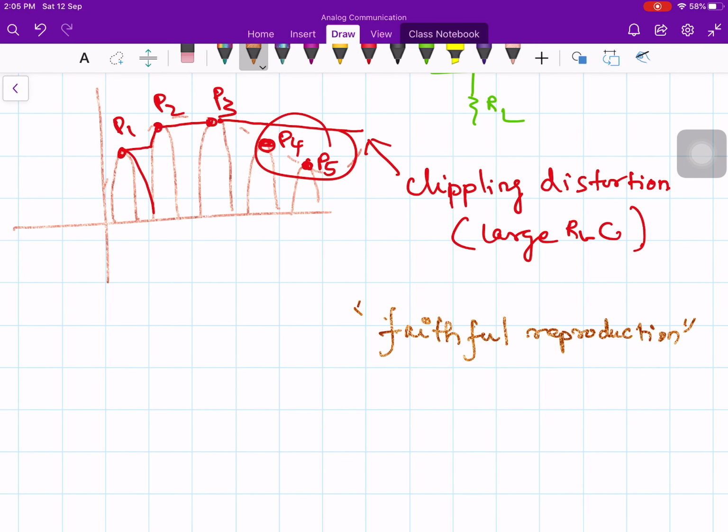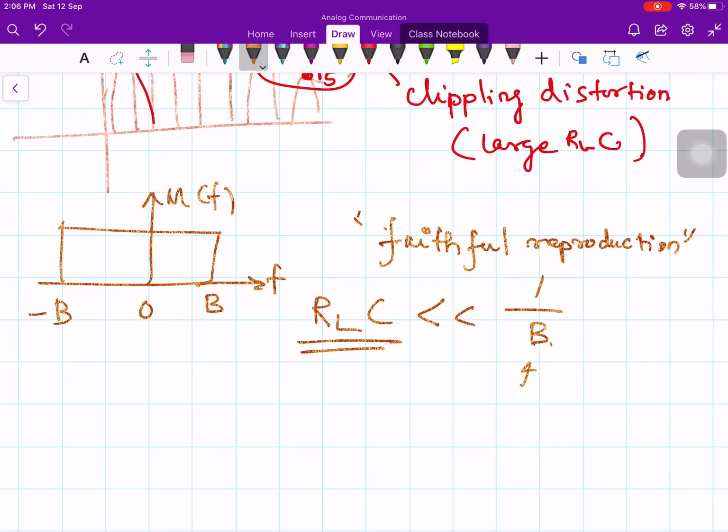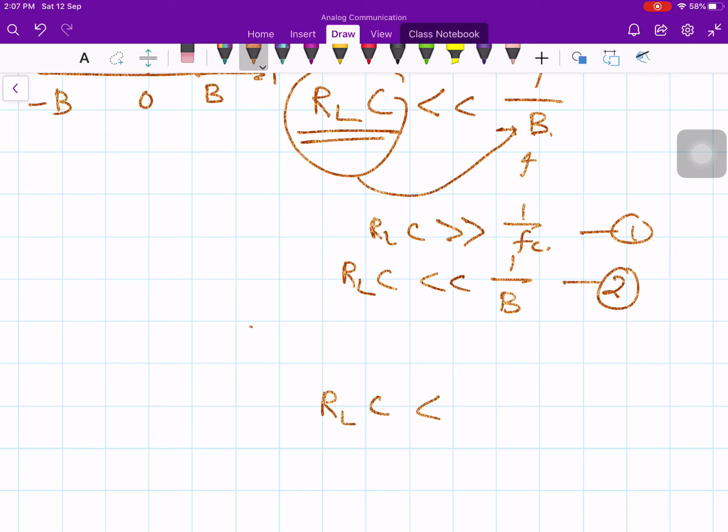So the modulated signal itself can vary. B is the highest rate of the message signal variation. Therefore this discharging time constant depends on the bandwidth of the message signal. So your RLC is much less than 1 over B, and this should be much higher than 1 over your carrier frequency. The first condition is RLC must be much higher than 1 over FC, and this is the second condition. If you combine these two conditions, RLC is much higher than 1 over FC and much less than 1 over B.